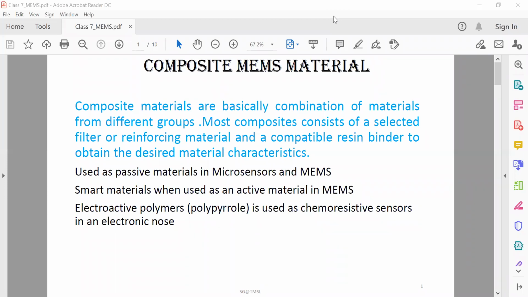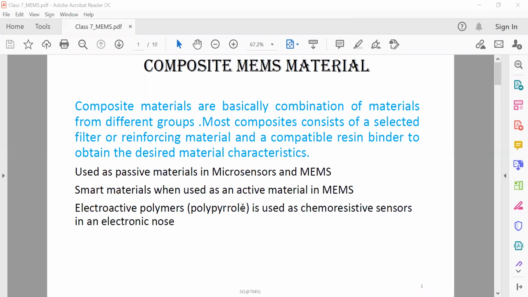So what does it mean? Smart means it will have certain unique properties that we do not have in metal, semiconductor, ceramic and polymer. That is why it is known as smart. It has specific properties you can create by combining materials in different proportions. An example of an electroactive polymer is polypyrrole, which is used as a chemoresistive sensor in an electronic nose.